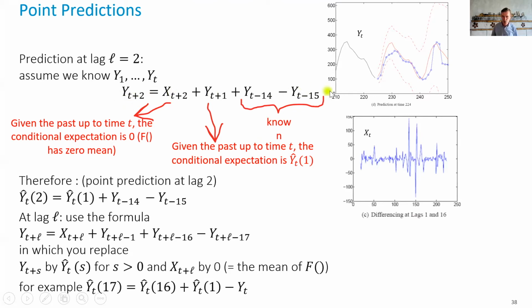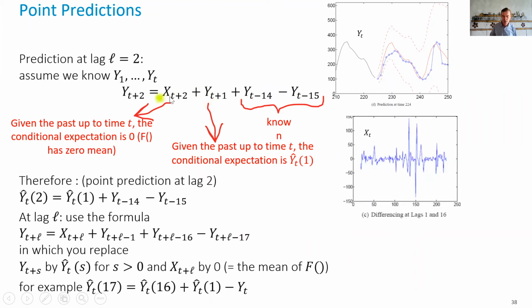Here I use the same formula of the filter, which is one of the many representations of the input-output formulas of the filter, and that's the one that allows me to compute y at time t+2, given x and given the previous y's here. Now, to do a prediction, we assume we know everything up to time t. So all the things in this part here are in the past, so they are known. They are considered as non-random quantities. y_{t+1}, well, this is something in the future.